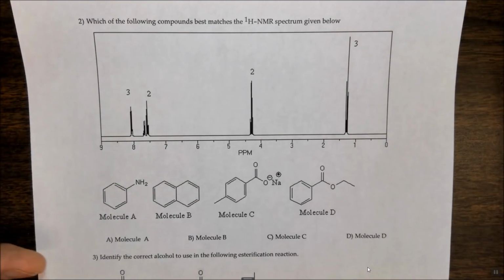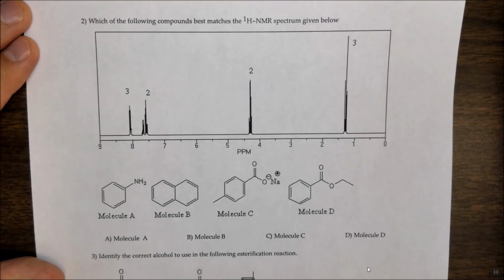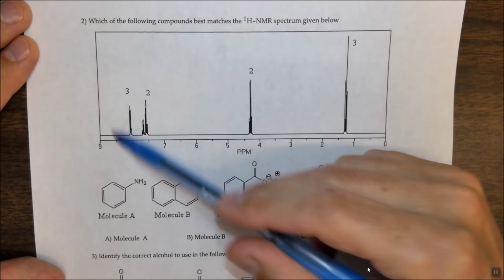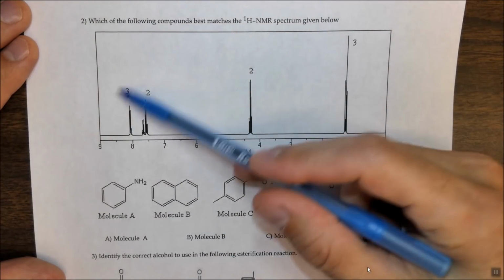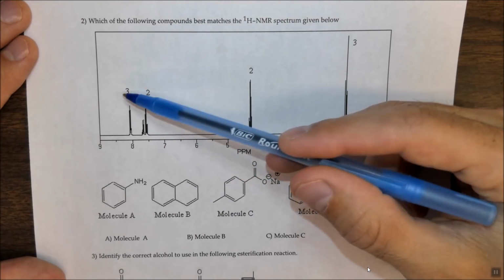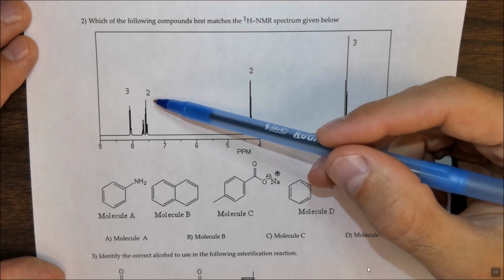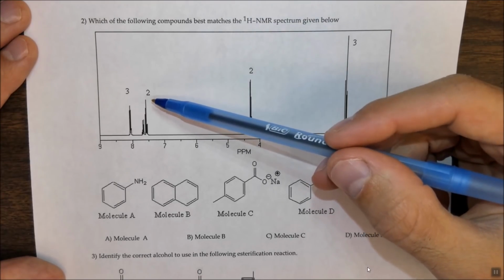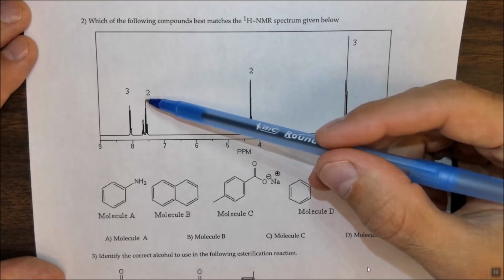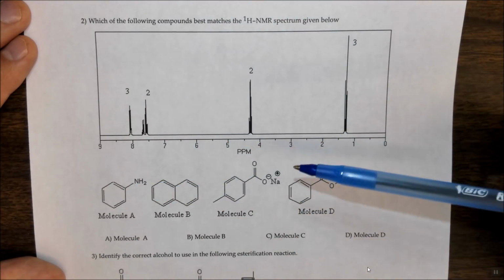Question 2 says, which of the following compounds best matches the proton NMR spectrum given below? One thing that I instantly notice about this NMR spectrum is that we have some ring protons, and in fact we have 5 ring protons. Since the ring contains 6 protons total if it's just benzene, C6H6, then 5 protons likely means there's a single substitution.